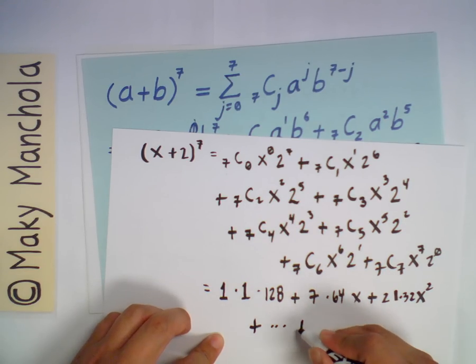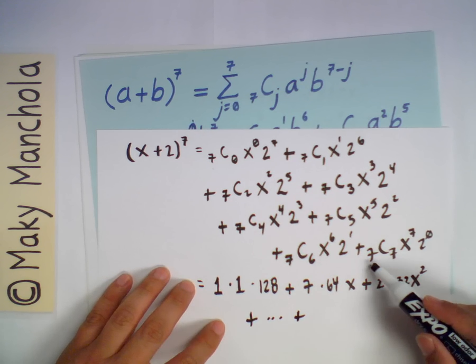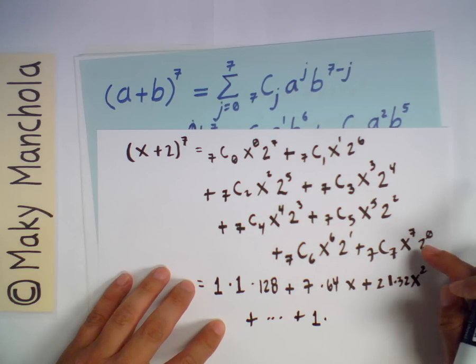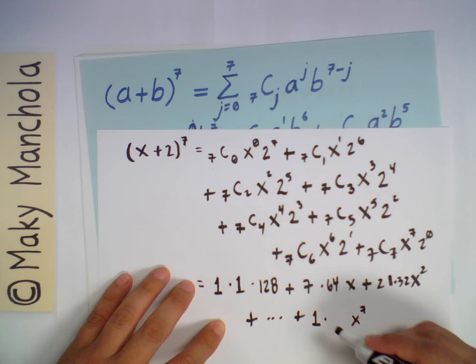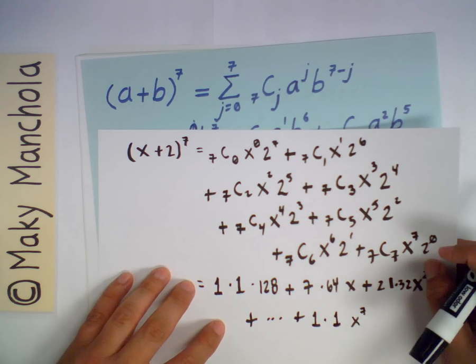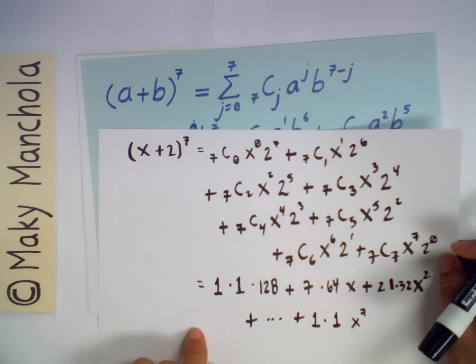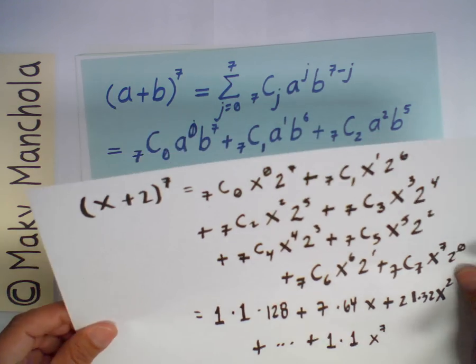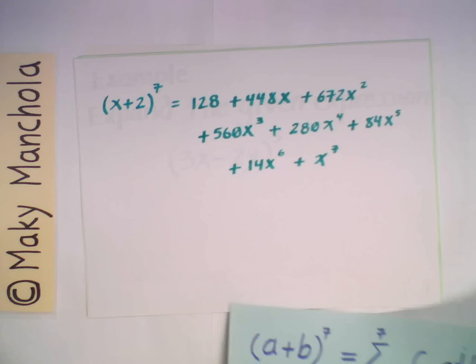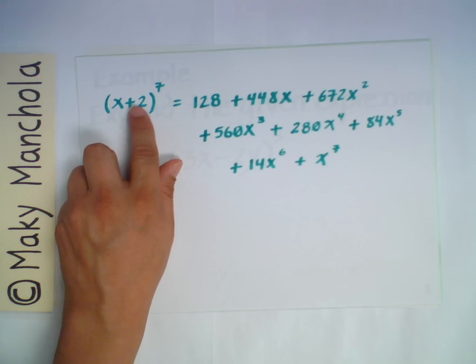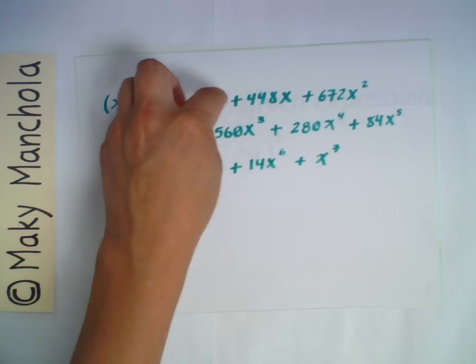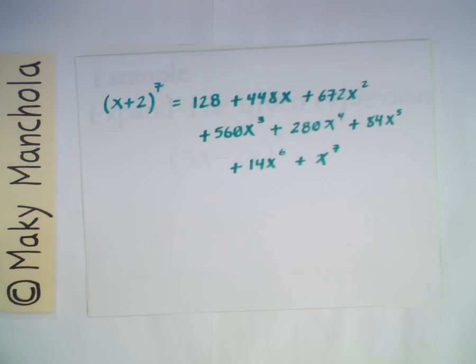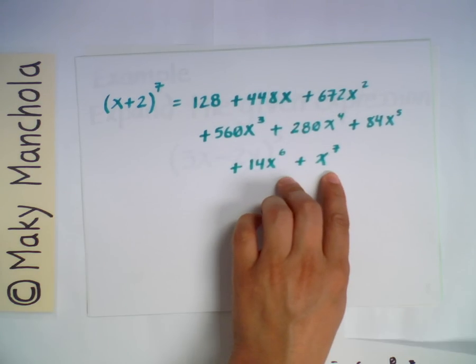and so on down to the very last term. The very last term is 7 choose 7, which is 1 times x to the 7th, and then 2 to the 0, which also will be 1. Now once you finish developing each of the terms and perform your calculations, you arrive at your answer, which in this case I have prepared. At the end you end up getting that x plus 2 to the 7 is 128 plus 448x plus 672x squared, and so on, as written in this answer.